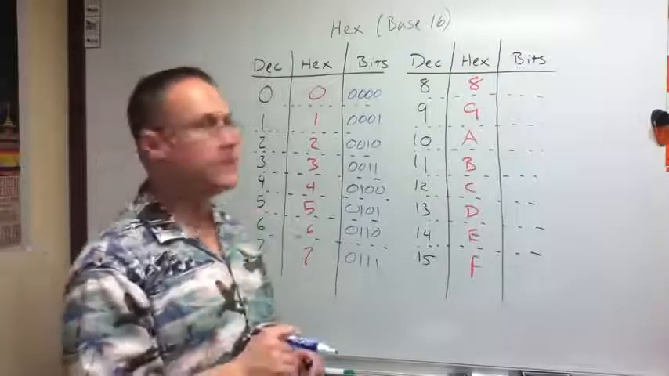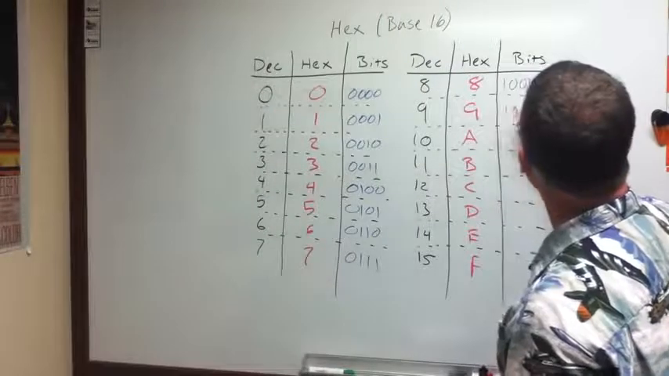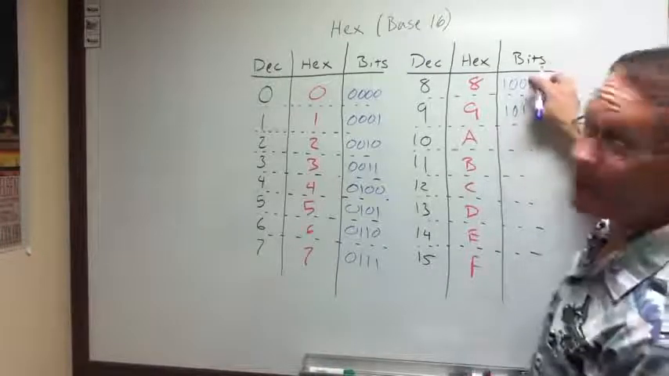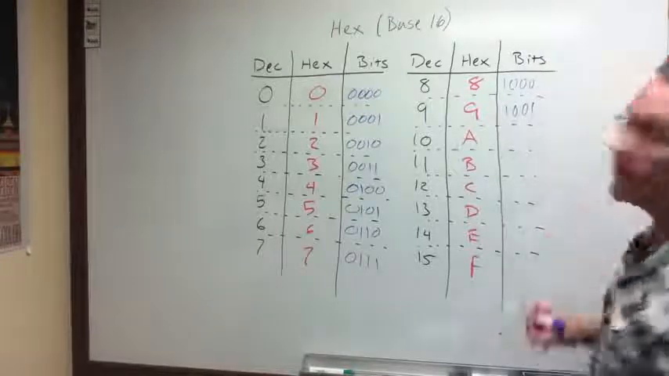Now I can fill in the rest. Made a mistake there, didn't I? That's a 0. 0, 1. There we go.